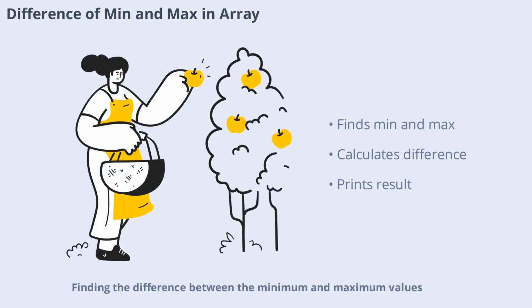Finding the difference between the minimum and maximum values in an array is a common data analysis task. The program finds both values and subtracts the minimum from the maximum, printing the result. This logic is widely used in statistics and analytics.